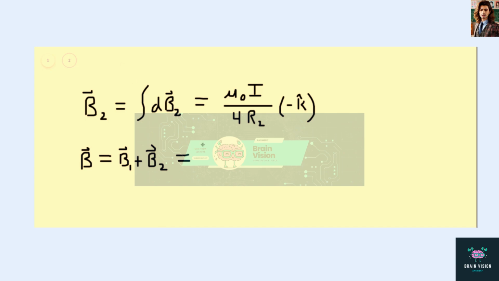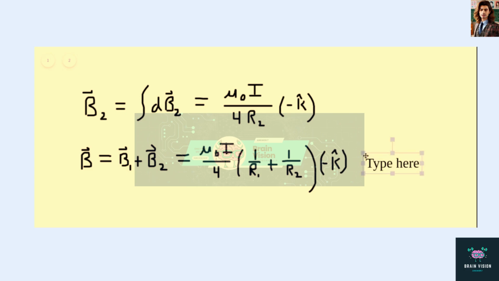So what we end up with here is mu naught times I over 4, because those are constant. So I'm just going to pull that out front. So mu naught I over 4, and then you have 1 over R1 plus 1 over R2. And these are all acting in the negative k hat direction. You could also, if you wanted to type out into the page, just to be specific, you could. So we could go ahead and box this in as our solution for part A.